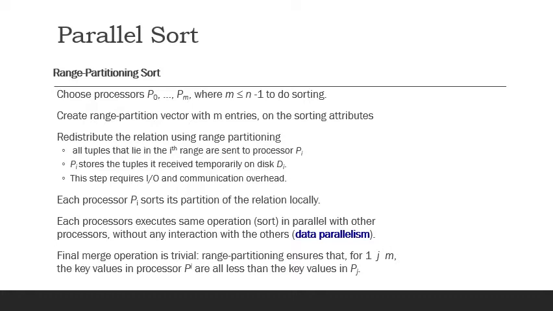Each processor Pi sorts its partition of the relation locally. Each processor executes the same operation, that is sort, in parallel with other processors without any interaction with the others. It is data parallelism. The final merge operation is trivial because the range partitioning in the first phase ensures that for 1 less than or equal to i less than j less than or equal to m, the key values in processor Pi are all less than the key values of Pj.